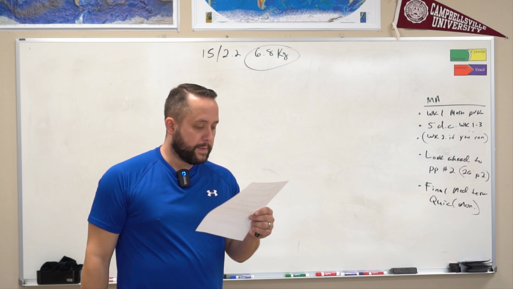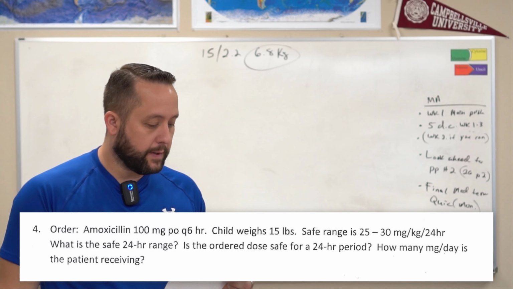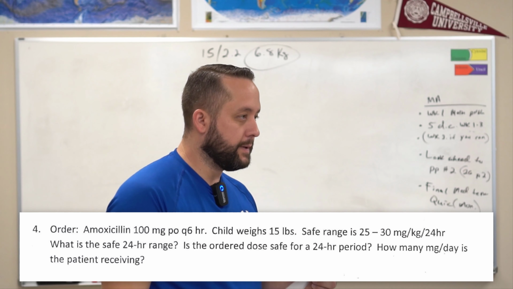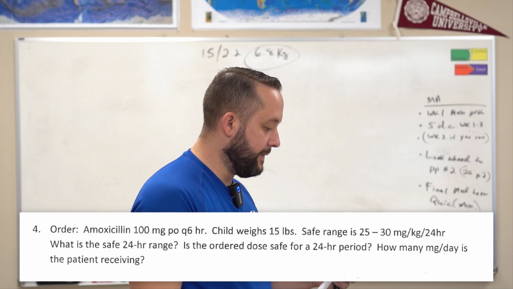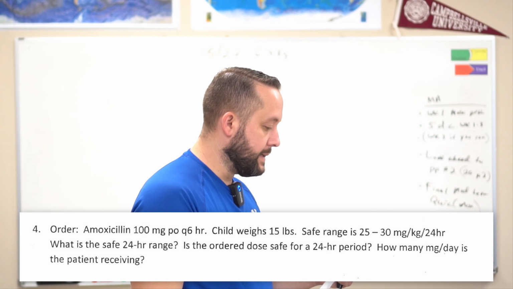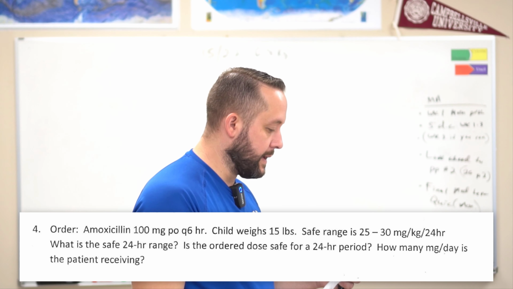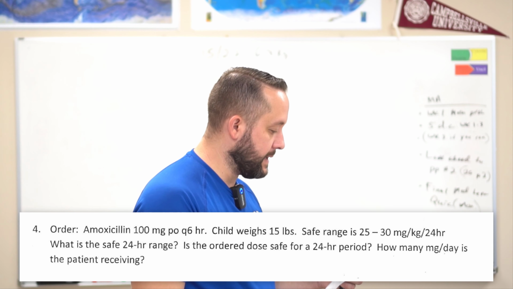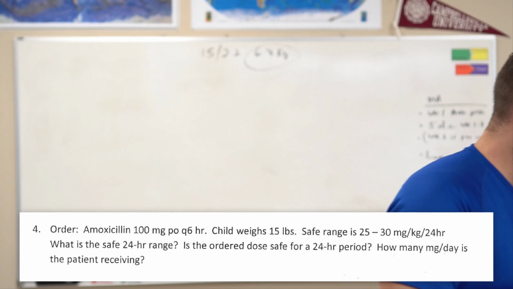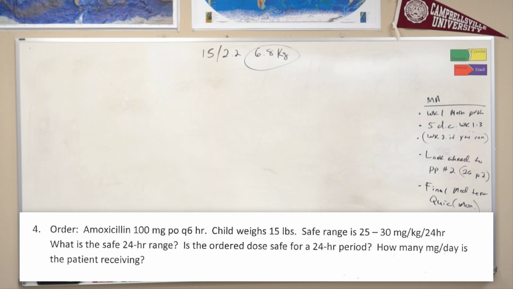And let's see, the order: amoxicillin 100 milligrams, PO, Q 6 hours. The child weighs 15 pounds. Safe range is 25 to 30 milligrams per kilogram per 24 hours. What is the safe range? Is the ordered dose safe for a 24-hour period? How many milligrams a day is the patient receiving? So there's a lot of questions we've got to answer here.